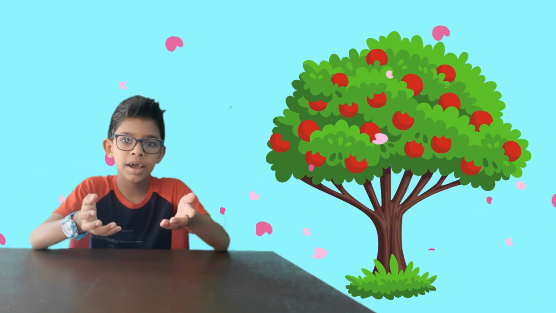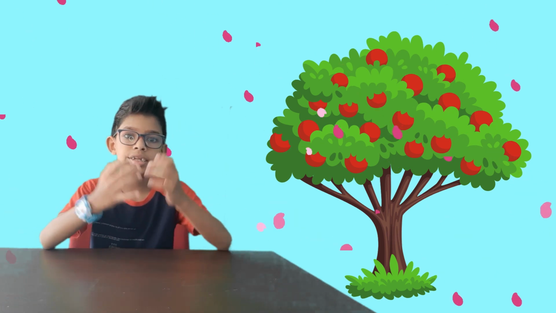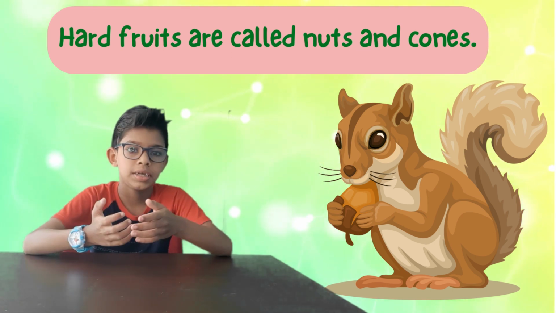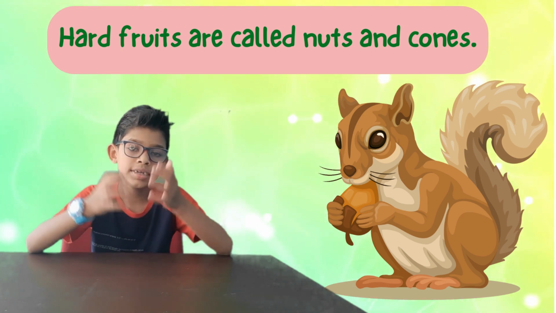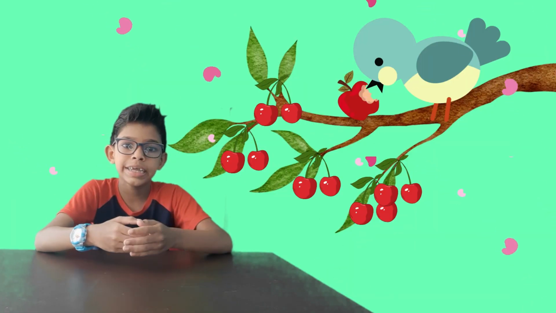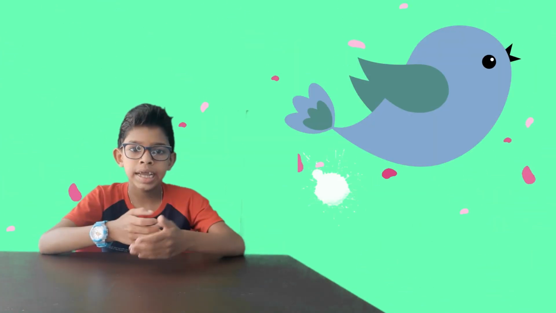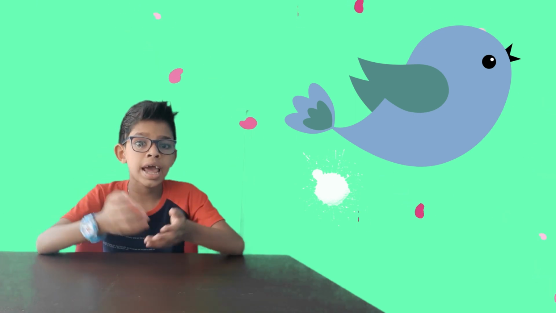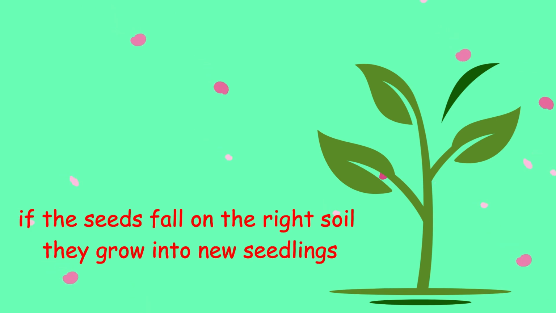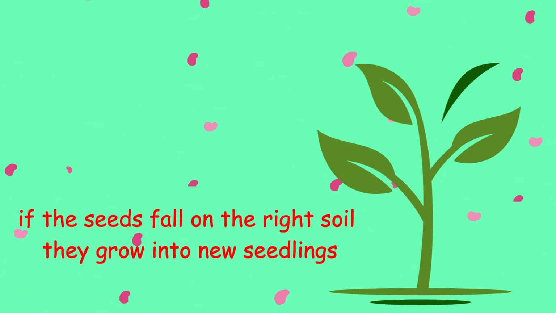After the flowers die, fruits start to grow. There is a seed inside each fruit. Hard fruits are called nuts and cones. These squirrels are eating a chestnut. When birds and animals eat fruits, they swallow the seeds too. The seeds are spread by the birds and animals in their droppings. If the seeds fall on the right soil, they grow into new seedlings.